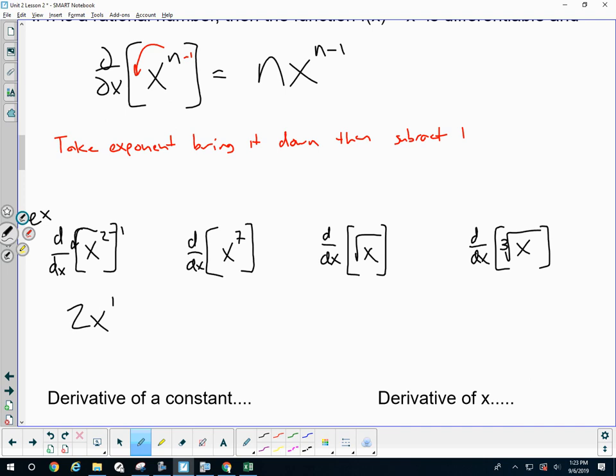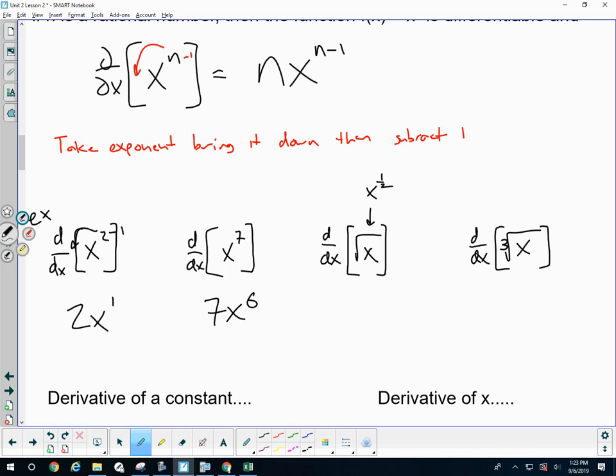Take the 7, bring it down, subtract 1. Everybody do that. Tangent slope generator for x to the 7th is just 7x to the 6th. Roots are just fractional powers.